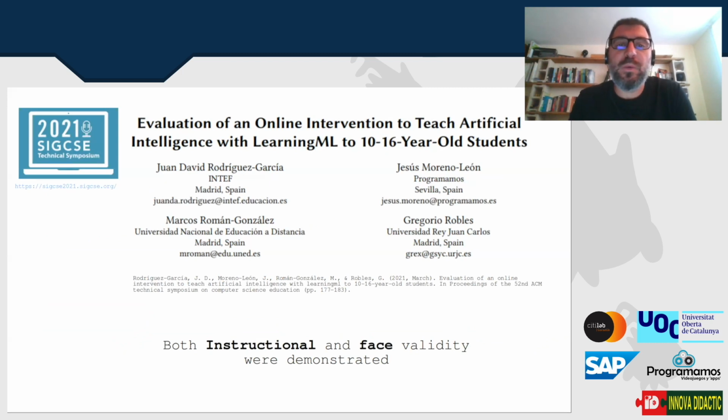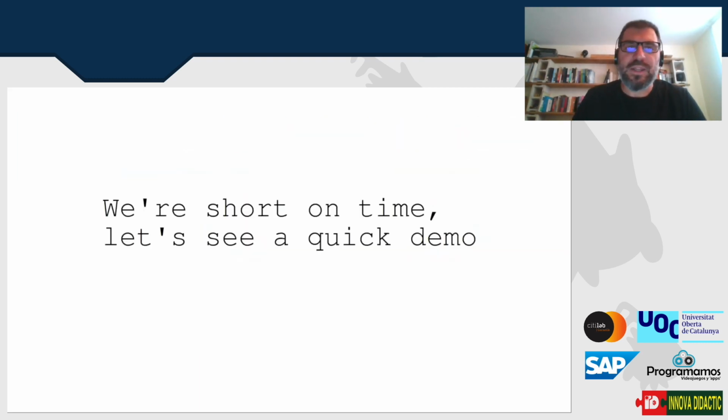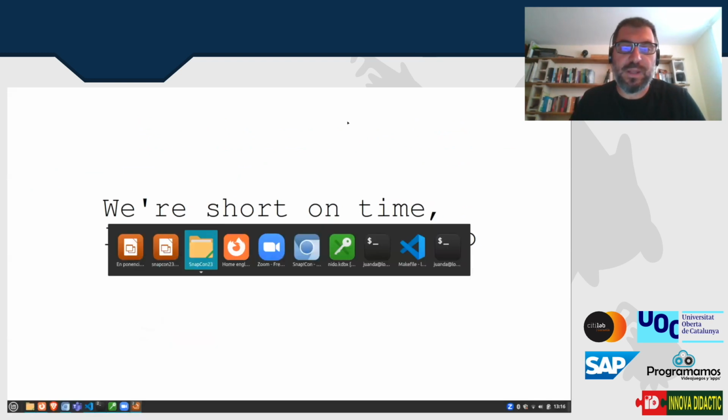In 2021, together with my colleagues Marcos Roman, Jesus Moreno, and Gregorio Robles, we wrote an article which was accepted in 2021. And in this article, we demonstrate the instructional and face validity of the tool by making an online intervention with children from 10 to 16 years old. We're short on time, so I'm going to show you what LearningML is.